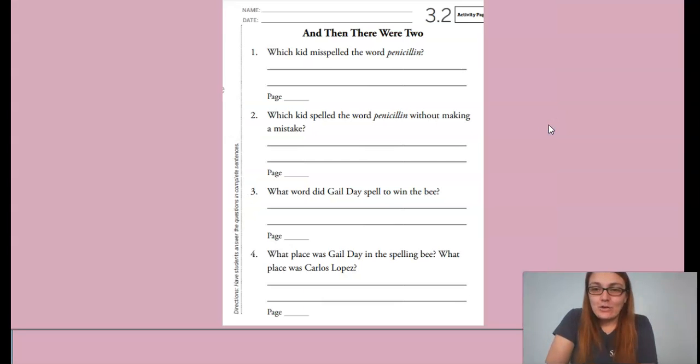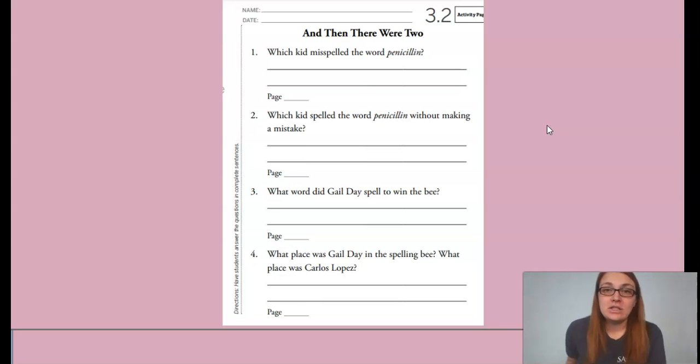Okay, now that you finished the story, you can always reread it, and it's encouraged that you do. And also refer to the story when you're answering the questions. Here is the activity page, and then there were two. Which kid misspelled the word penicillin? Which kid spelled the word penicillin without making a mistake? What word did Gail Day spell to win the bee? And what place was Gail Day in the spelling bee? What place was Carlos Lopez? Make sure you're using complete sentences, referring back to the story, and listing the page number.